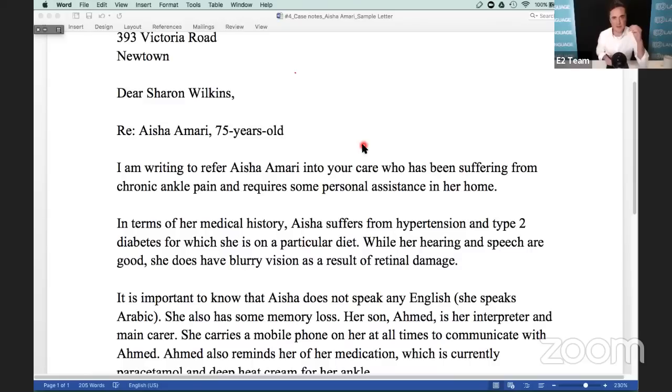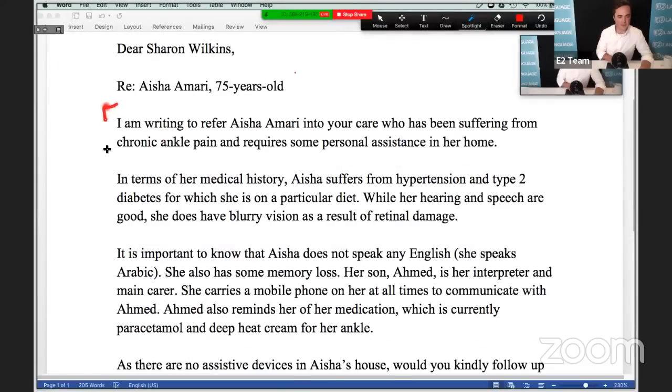Now we move into the writing part. All of that you should just be able to do in 2 minutes. Just quickly copy down the address, Dear Sharon Wilkins, comma, regarding Aisha Amari, comma, 75 years old. Now you have to actually start to use your knowledge of English language and your understanding of those case notes in order to construct your letter. And this is where the word count starts, by the way. So let's have a close look at this. This opening sentence is really important. You want to get this right.